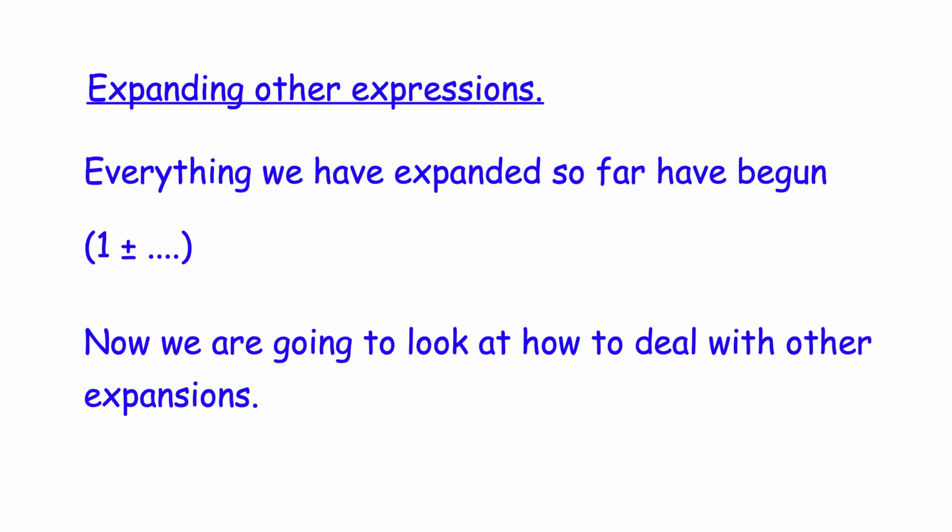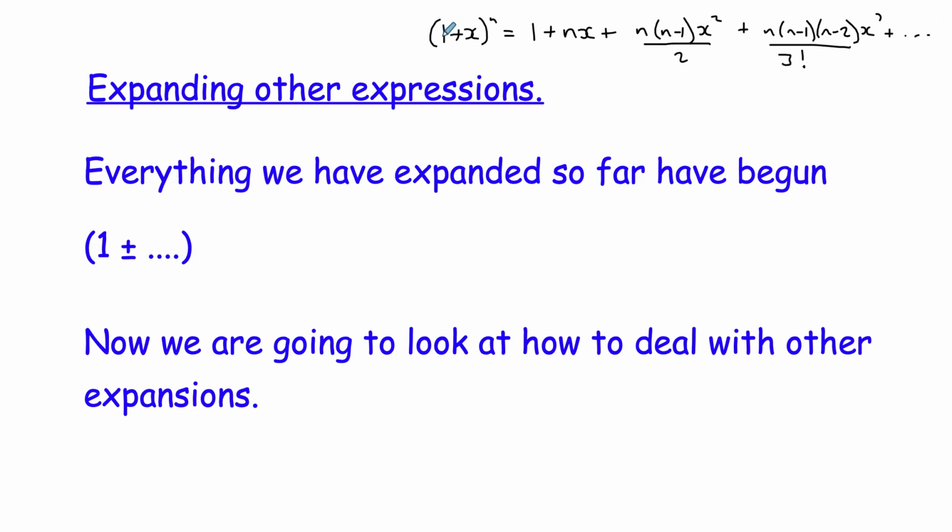Because our expansion, our rule, only deals with 1 plus or minus x to the power of n. We know the rule, we know the expansion is 1 plus nx plus n bracket n minus 1 x squared over 2, and then that carries on n minus 1, n minus 2, x cubed over 3 factorial, and so on. But that rule specifically only works when there's a 1 there. So we've got to work out what to do when there's not a 1.